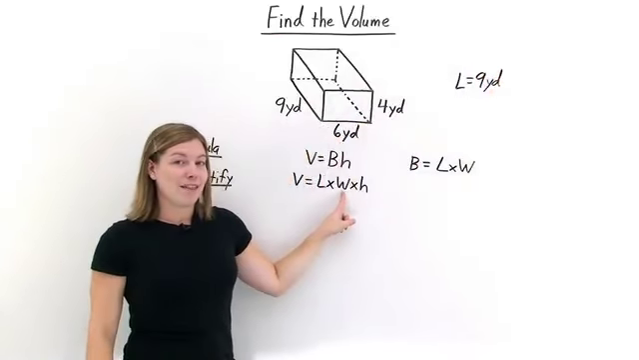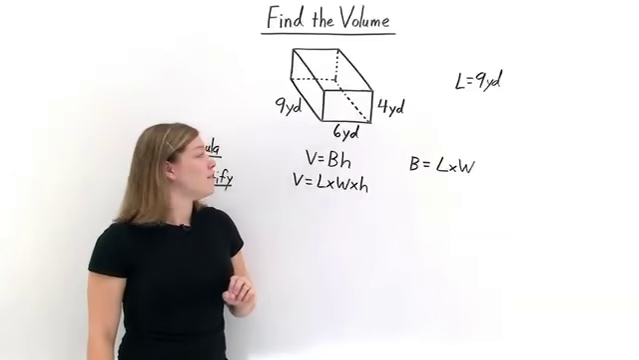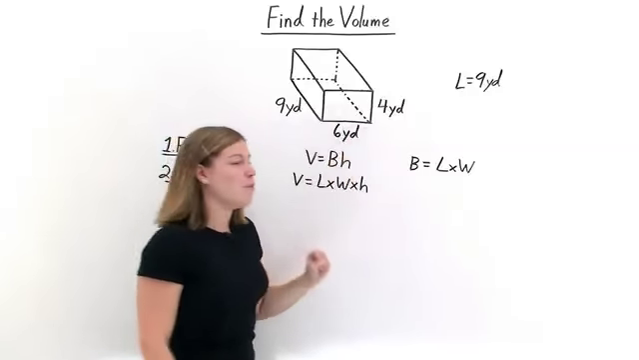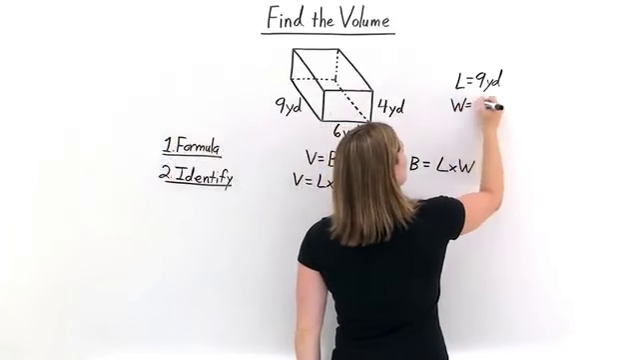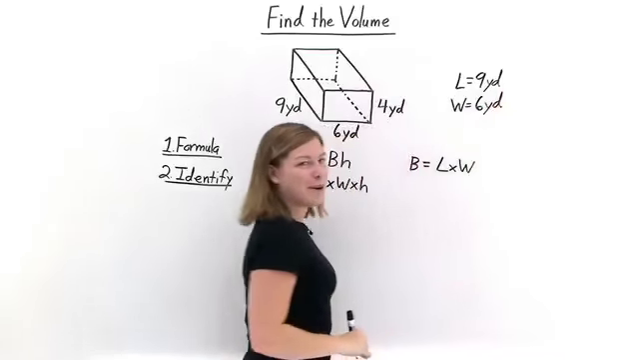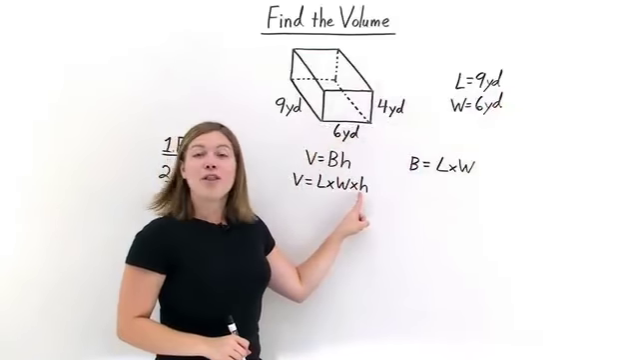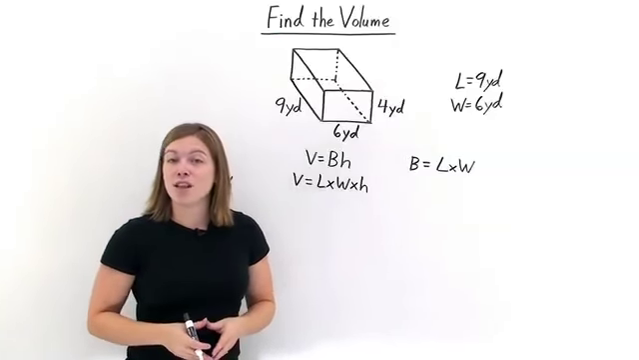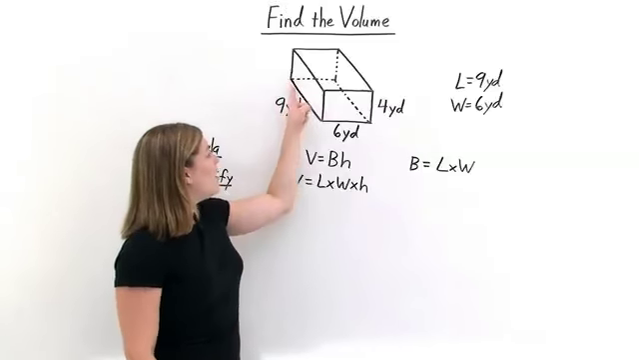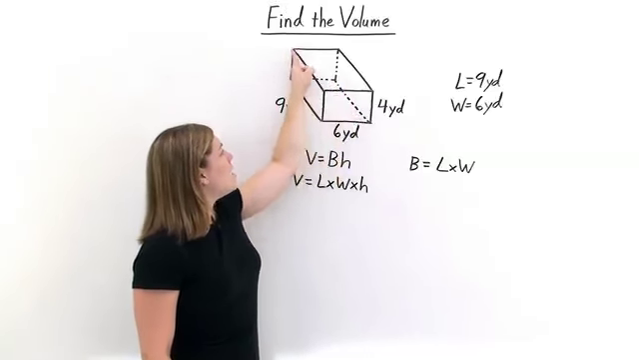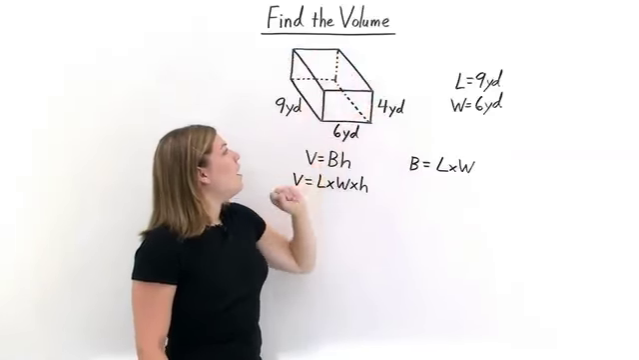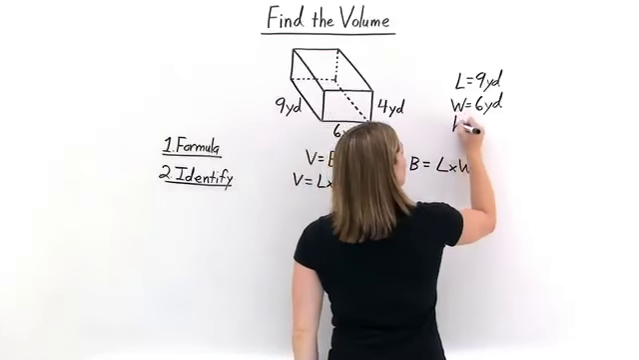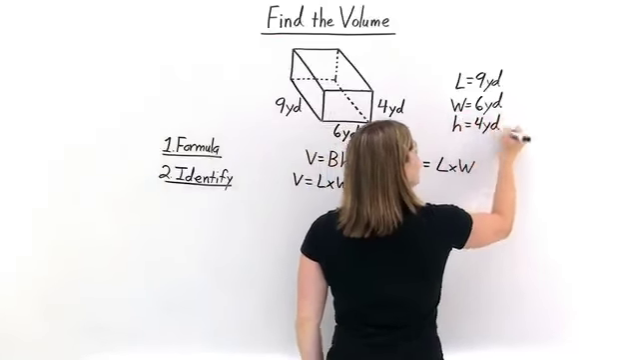Now for W, the width. This is the width of the base. And since this is already the length of our base, this shorter side must be the width. So W is equal to 6 yards. Perfect. Finally, H, the height of our rectangular prism. The height of a prism is the distance between the two bases. Again, here is one of our bases, and here is the other. Now the height is the distance between them, this length right here, 4 yards. So H is equal to 4 yards.